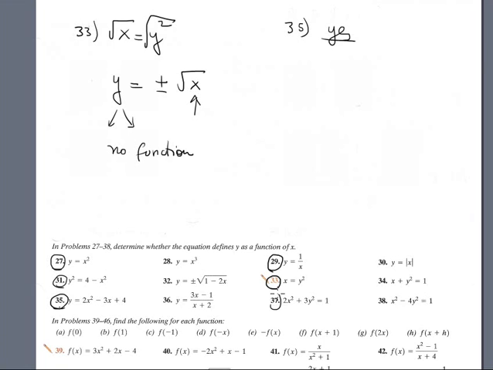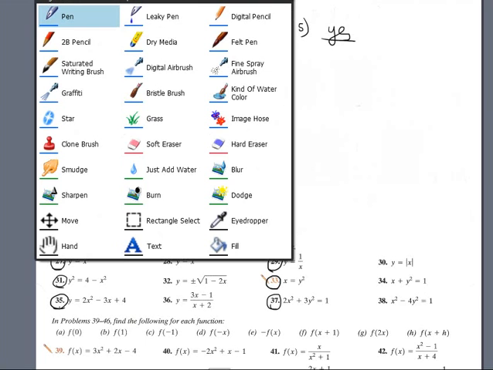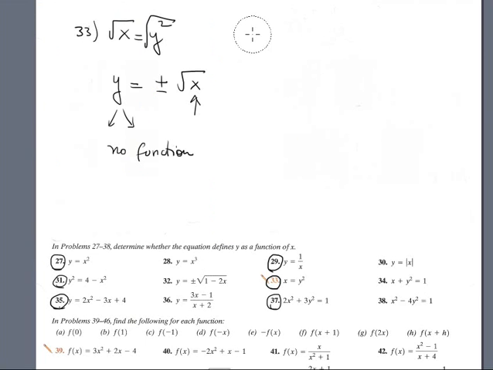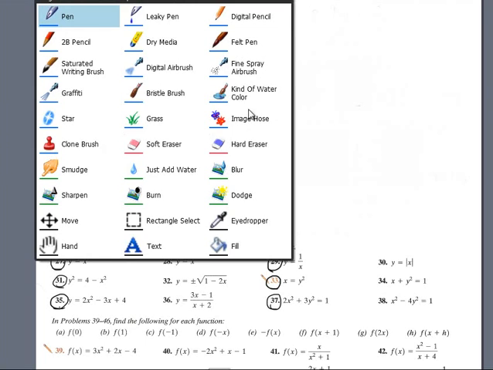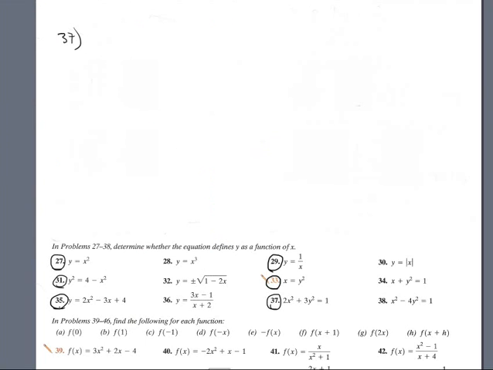37, oh no, wait. 37 is again implicit. How do I know that? Because y is not isolated. The 37 is 2x squared plus 3y squared equal 1.